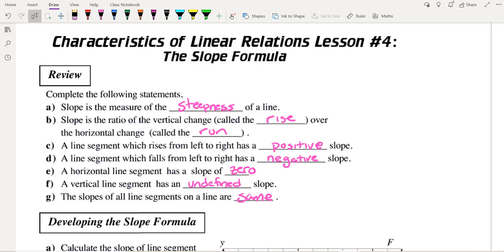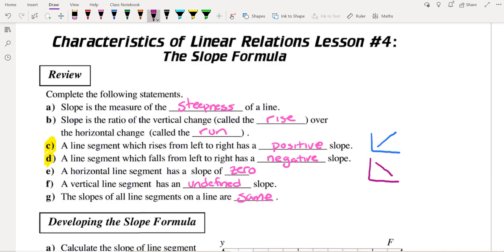Now, if a line segment rises from the left to the right, that would be a graph that looks like this. We say that line has a positive slope. It's increasing as we go to the right. If a line segment falls from the left to the right, that would be a graph that looks like this. That would be a line with a negative slope.